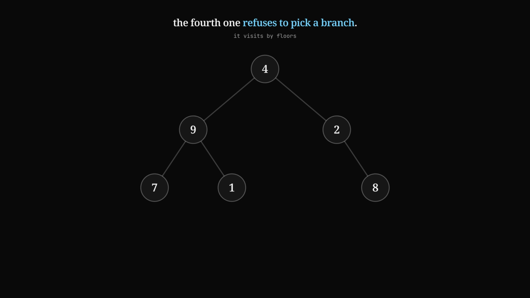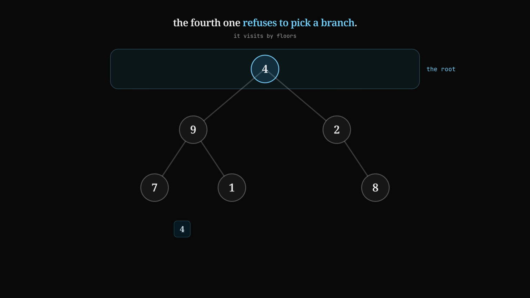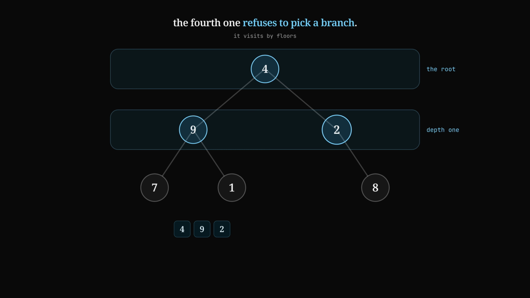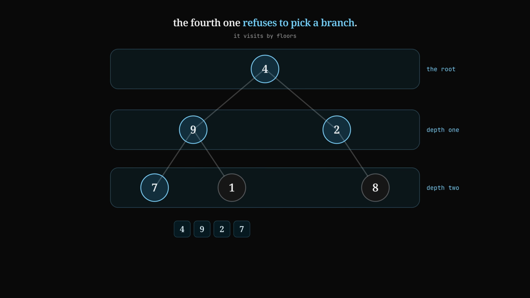It visits by floors, the root, then everything at depth 1, then depth 2, 4, then 9, 2, then 7, 1, 8. Level order. And look at what runs it. No recursion, no stack.